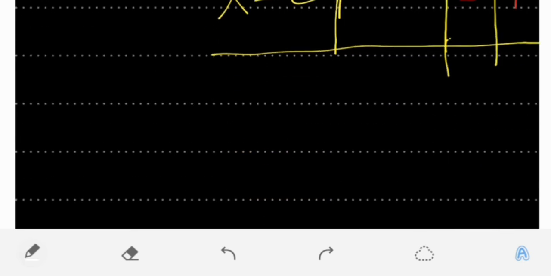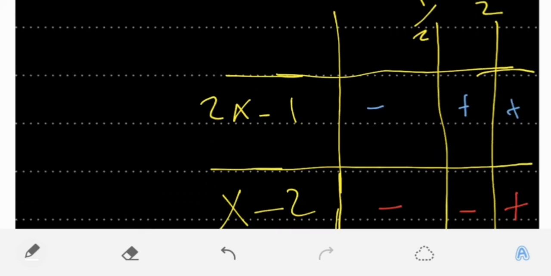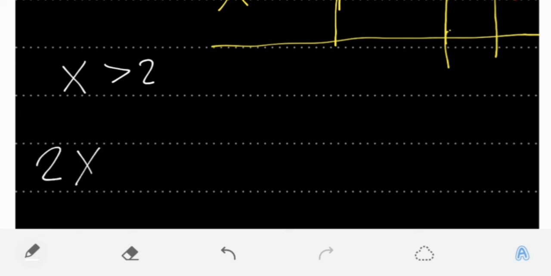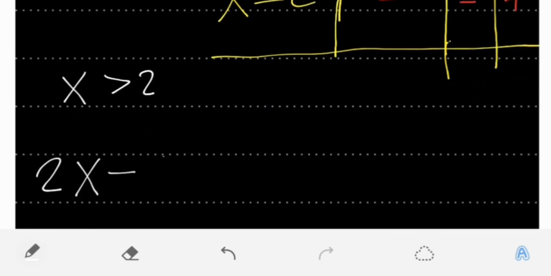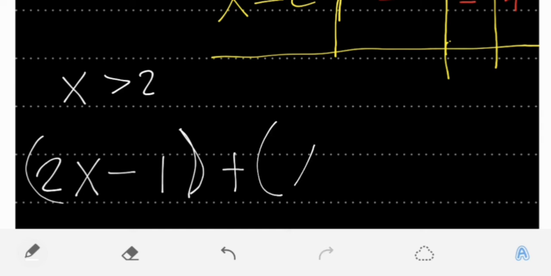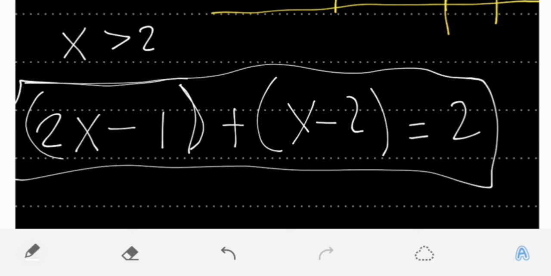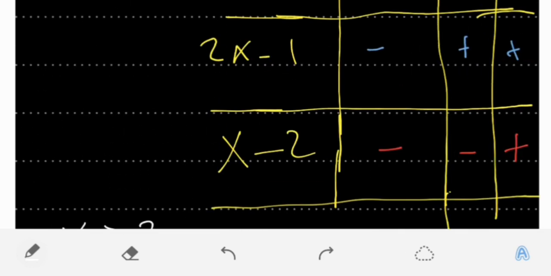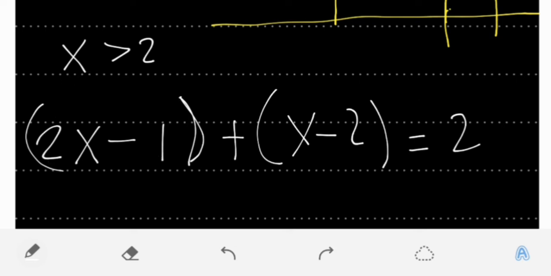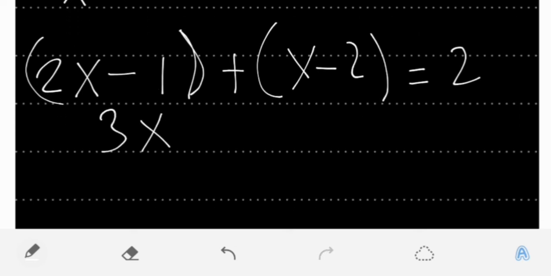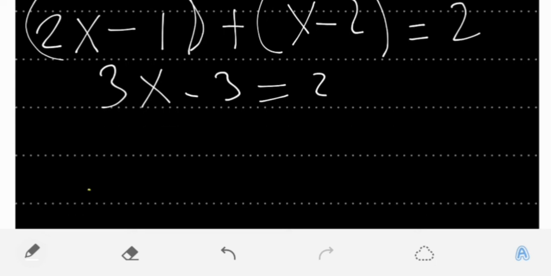First we are going to work with x bigger than 2. When x is bigger than 2, we don't need to change the signs, so we'll have 2x minus 1 plus x minus 2 equals 2. Notice that this is not a modulus anymore, it is just parentheses. So 3x minus 3 is equal to 2, so x is equal to 5 divided by 3.